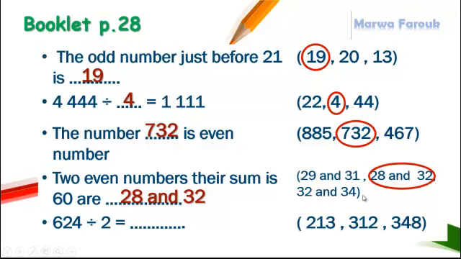Okay, next one, 624 divided by 2. Again, I will start from the left. 6 divided by 2, 3. 2 divided by 2, 1. And 4 divided by 2, 2. So we got 312.